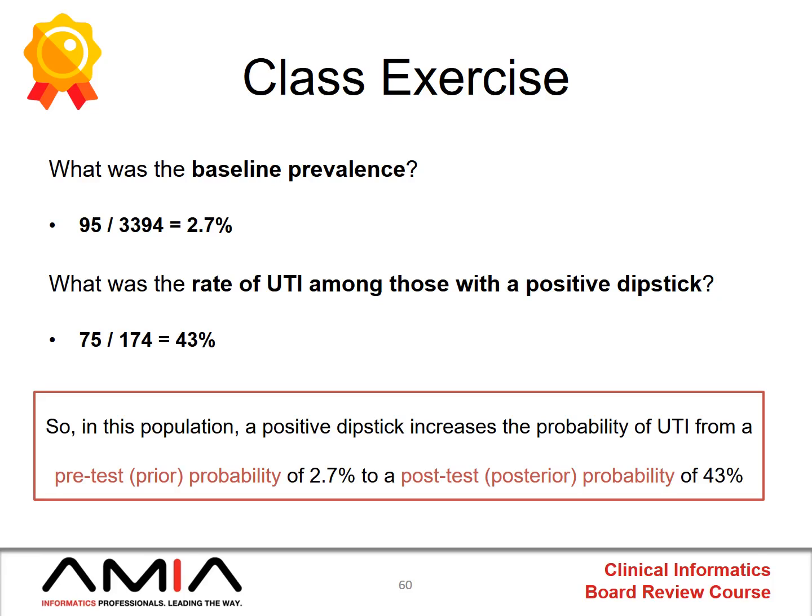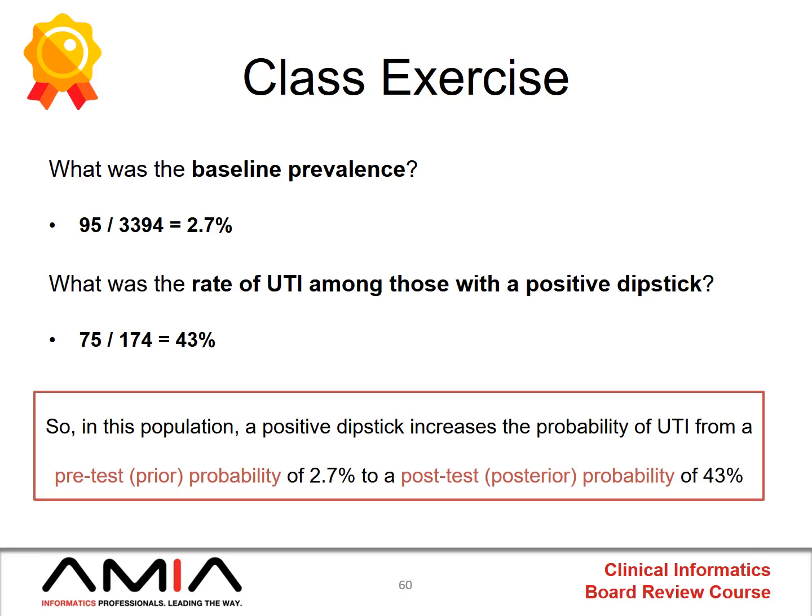So what they're asking when they say what's the rate of UTI among those patients with a positive dipstick is, what's the positive predictive value of this test? And in this example, it was 75 out of 174, or 43%. And you might be thinking, well, that's lousy. That's less than a coin toss. That's worse than a coin toss. I'm not that certain that this patient has a urinary tract infection.